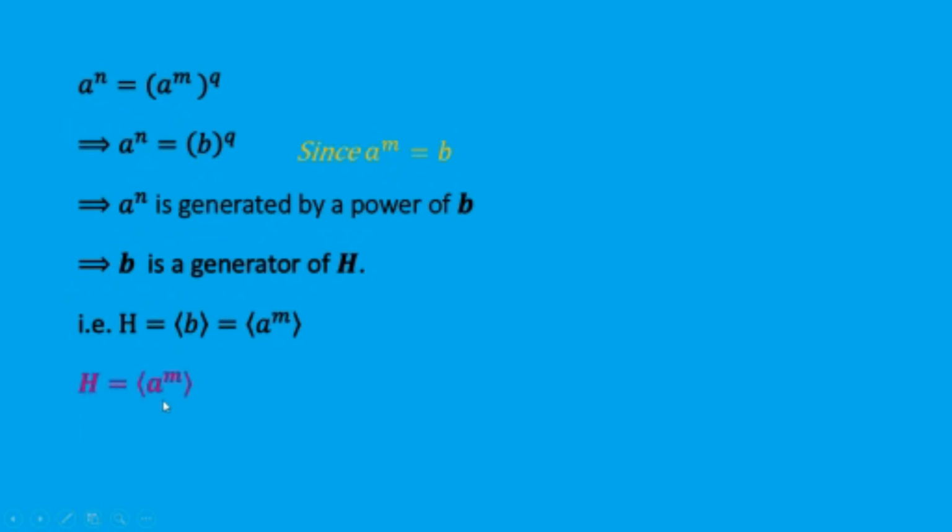So, as you can see, our aim of this proof has been completed. Therefore, H is cyclic, and this completes the proof.